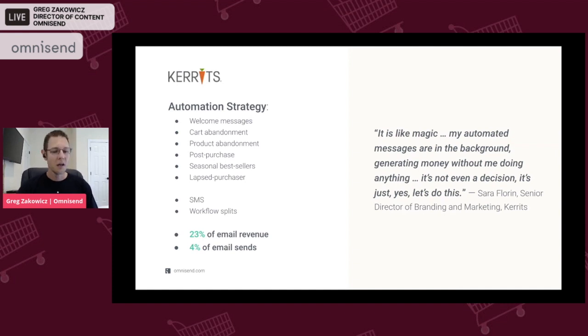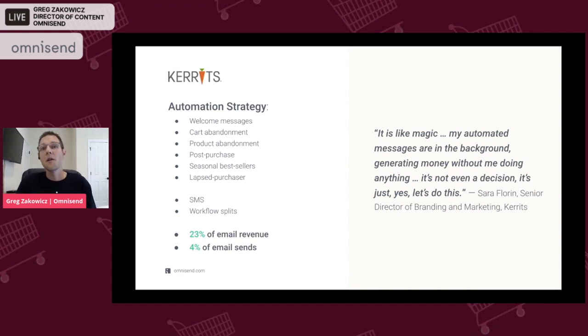So maybe we'll start doing post-purchase. We'll do some seasonal bestsellers. We'll do some lapse purchase messaging. And then they were like, you offer SMS. Let me put some SMS in there, right? And then they started doing some very simple workflow splits based on customers. So one person, very slowly but in a relatively short amount of time, started generating revenue off there.